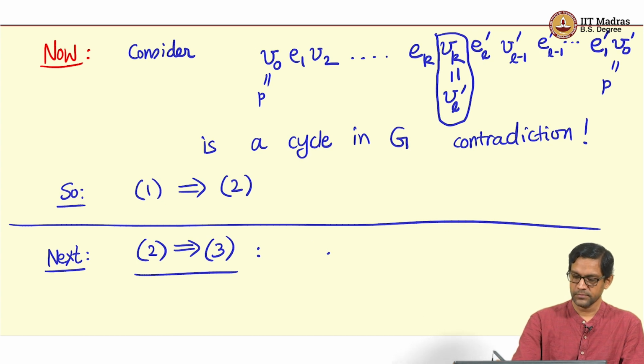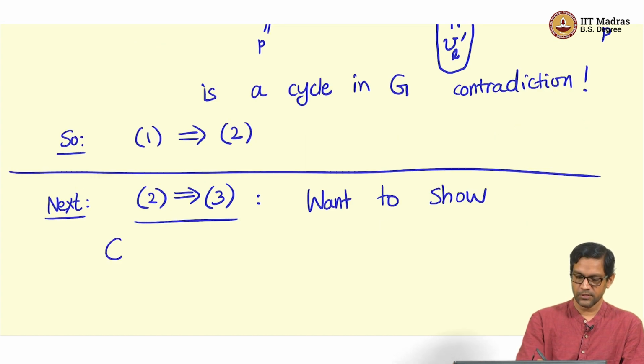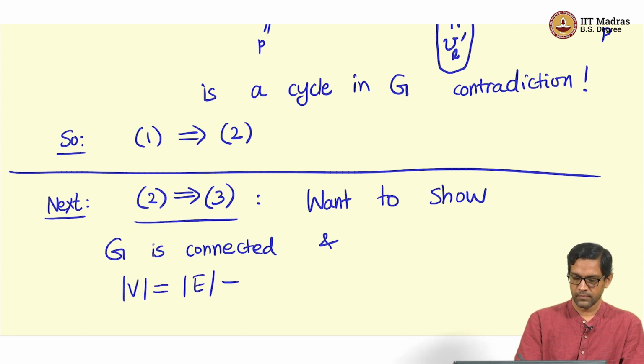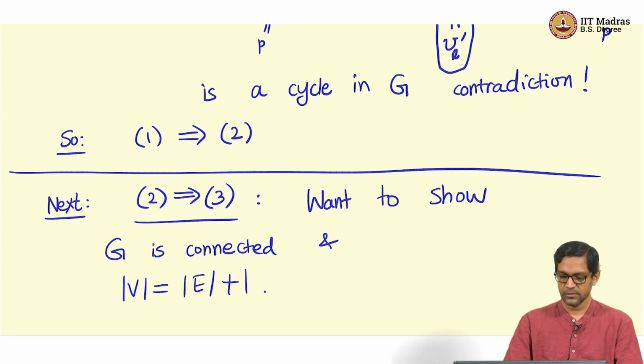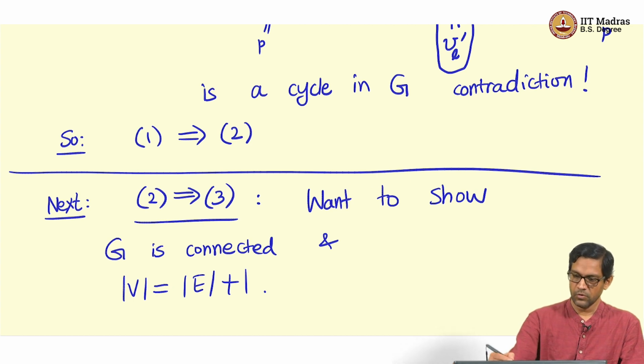So let me just state what we want to prove. We want to show two things. One is that G is connected, and secondly that it has mod V equals mod E plus 1. Okay. Now out of these the first part is clear. Okay. So we want to show G is connected.